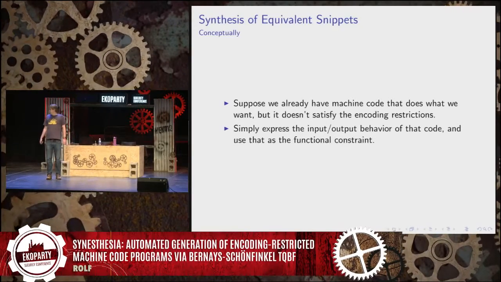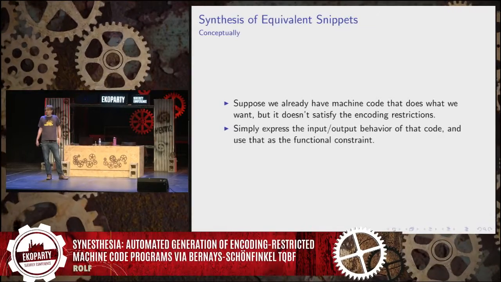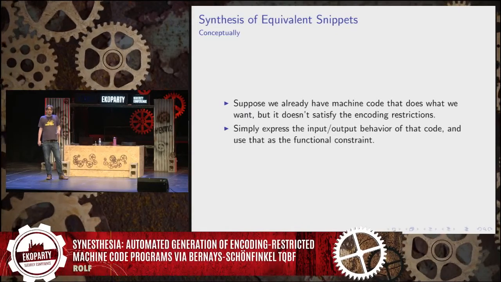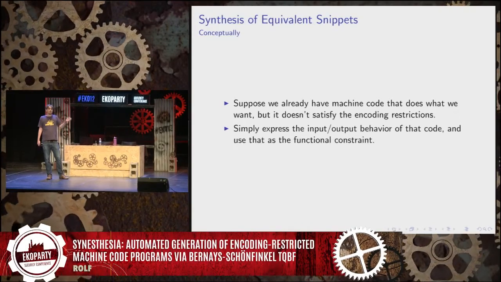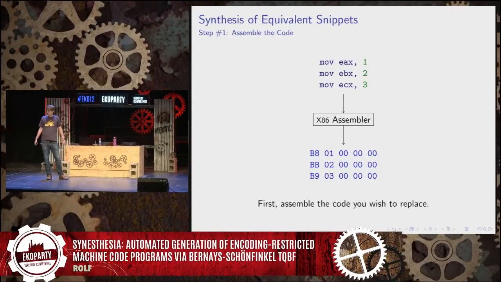So if we already have some machine code that does what we want, but it doesn't satisfy the encoding restrictions, we can simply use the functionality of the existing program as the functionality constraint and synthesize a new program. I'll show that with graphics.